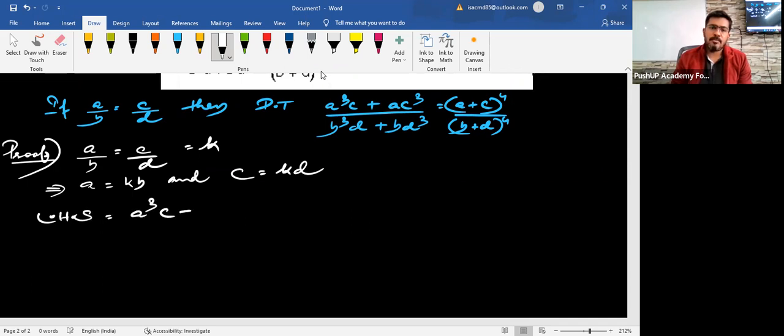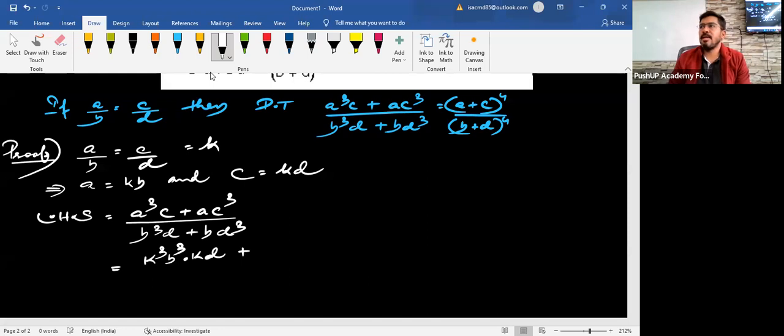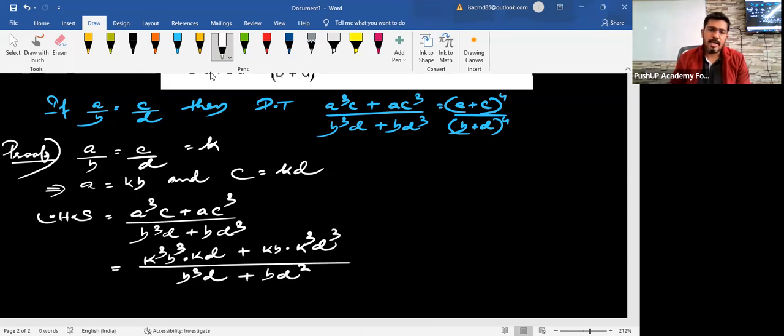which is equal to A cube C plus AC cube divided by B cube D plus BD cube, and that is equal to, wherever I will find A, I'll replace it with KB, and wherever I will find C, I will replace it with KD. So A is what? KB. So A cube will be K cube B cube. C is what? KD. So I'll replace it with KD. Put the plus sign. AC cube. Children, what is A? KB into C cube will be K cube D cube. Divided by now B cube D, B cube D, no changes at all, right? Plus BD cube. I'll just leave it as it is.